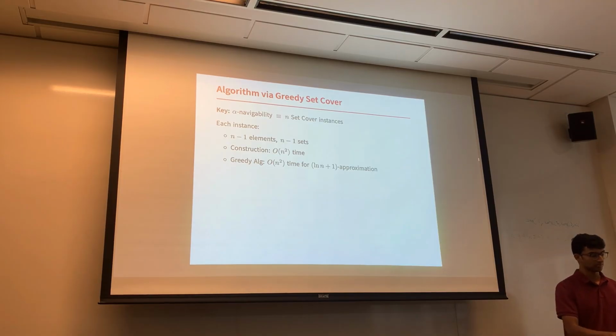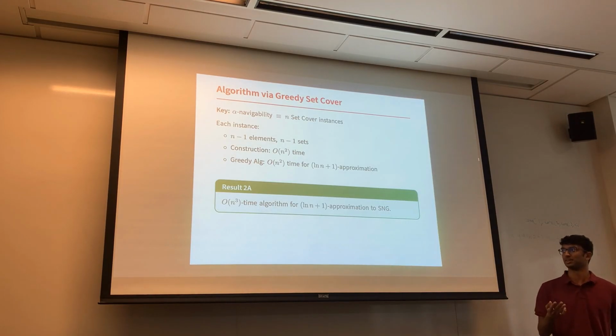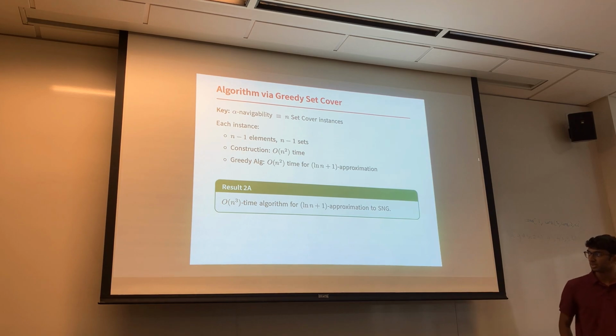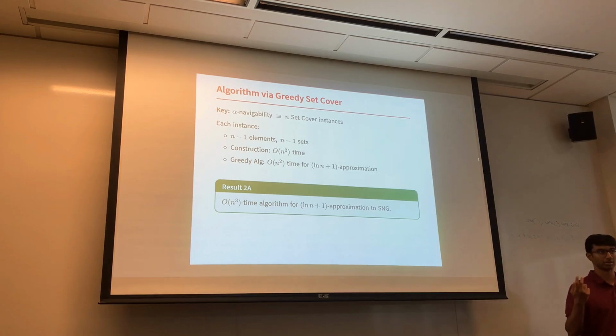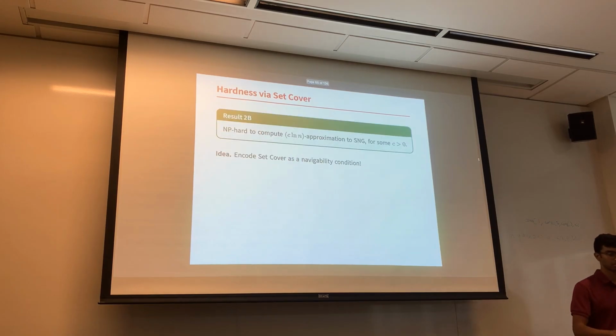Right, so this immediately gives us an n cubed time algorithm for a log n approximation to the sparsest navigable graph. Because each of the instances takes n squared time, and I have to do them over all source vertices. So immediately we have this polynomial time algorithm for obtaining a log n approximation to the sparsest navigable graph. And it turns out that the connection to set cover actually runs in both directions.